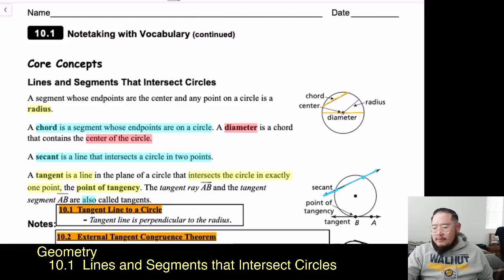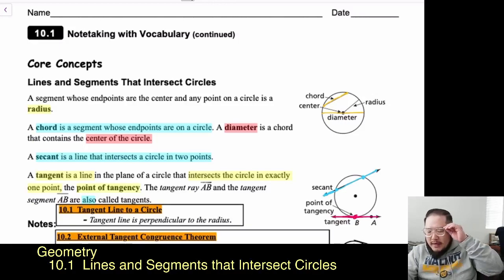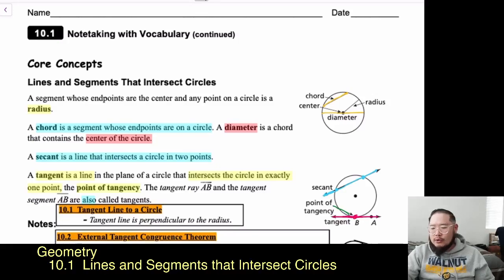Next up, a tangent line. A tangent line is a line right here that only touches the circle at one spot, okay, or at one point. So right here, a tangent is a line in a plane of a circle that intersects exactly at one point. And we call that point right there the point of tangency, as you can see where it is pointed in the diagram, okay. So that one point is the point of tangency. The tangent ray AB and the tangent segment AB are also called tangents.